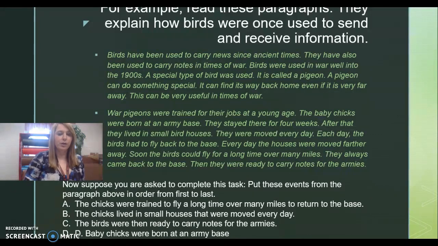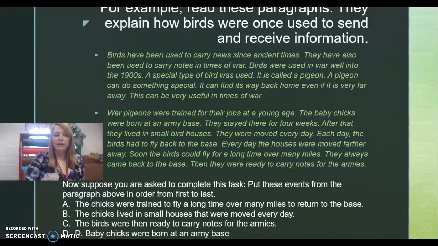A special type of bird was used. It is called a pigeon. A pigeon can do something special. It can find its way back home, even if it's very far away. This can be very useful in times of war. War pigeons were trained for their jobs at a young age. The baby chicks were born at an army base. They stayed there for 4 weeks.